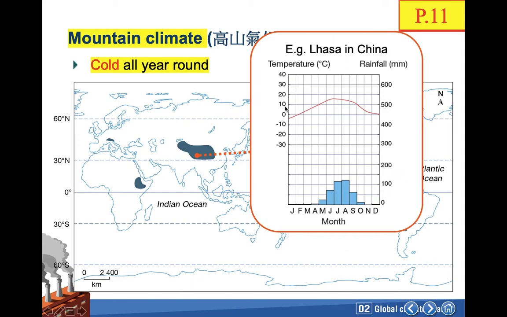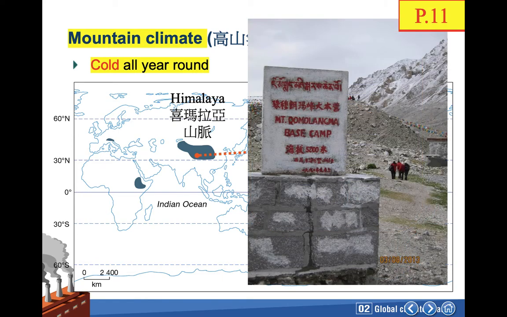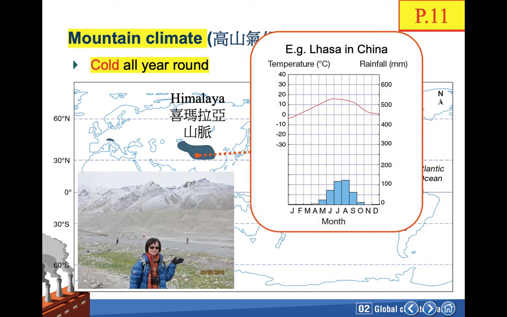You could see the temperature is cold all year round. In the summertime it's only about 15 to 16 degrees Celsius, but in the winter it could be lower than 0 degrees Celsius. For example, in the Himalayas, 喜馬拉雅山啦, there is the 珠穆朗瑪峰啦. It's a very famous place. This was taken by our other teacher, teacher Amanda. I think she has been there.